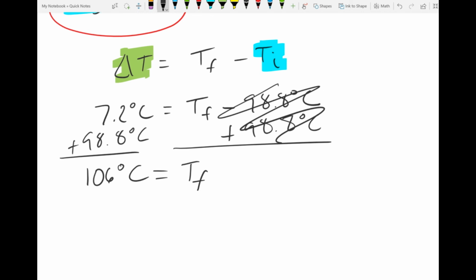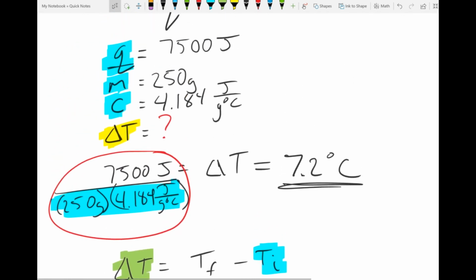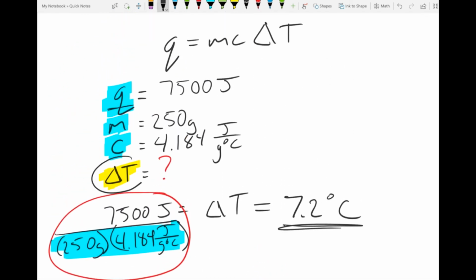Regardless, again, the main idea with these problems is you're going to want to try to solve for delta T. Treat delta T as a variable and then just do everything you've normally done in algebra to try to solve for the variable once you know what it is.